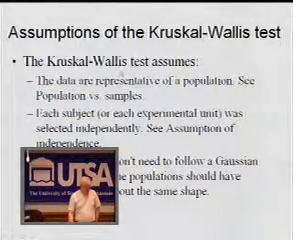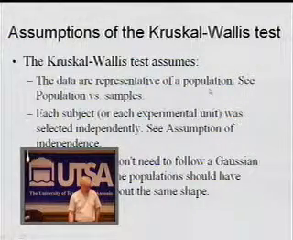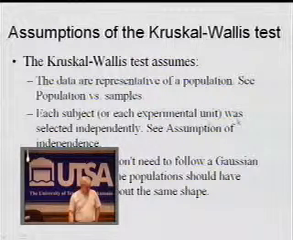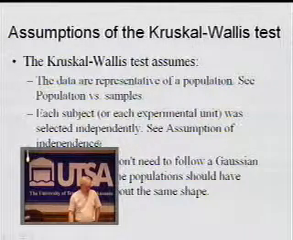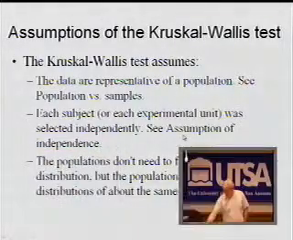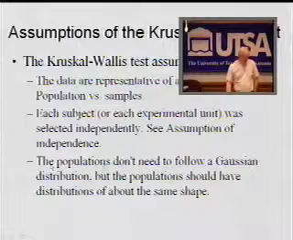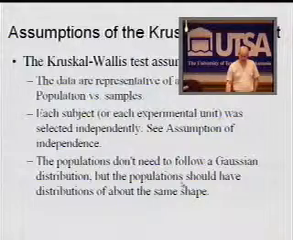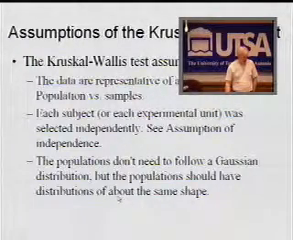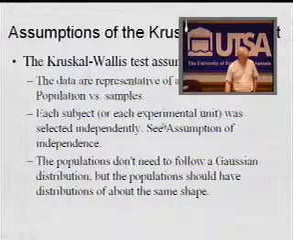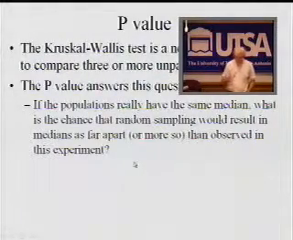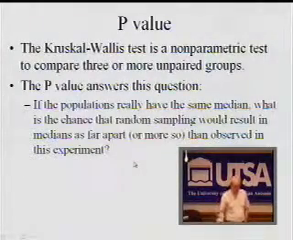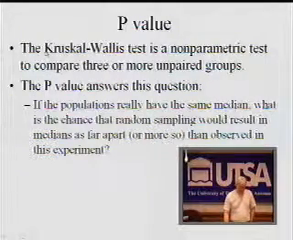So this test assumes that the data are representative of a population. Remember, we're always worried about that. Each subject or experimental unit was selected independently. Again, this is one of the assumptions of the independence of our data points. The populations don't need to follow a Gaussian distribution, but the populations themselves should have distributions about the same shape. Maybe not on that outcome variable that you're considering with this statistical test, but it should be a normal population, right? And the sample should represent that.